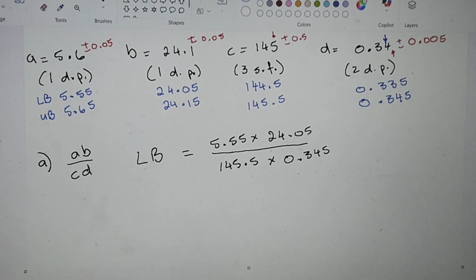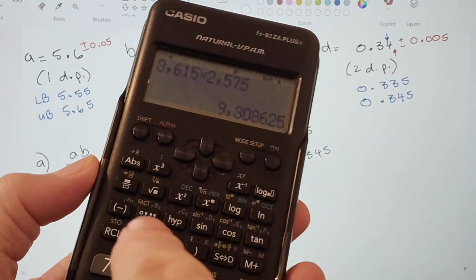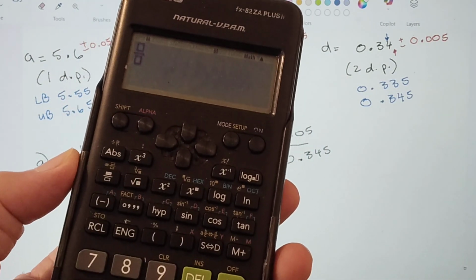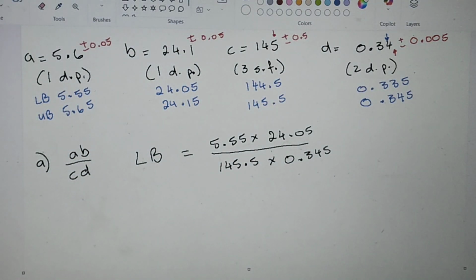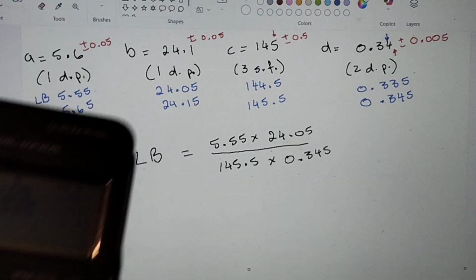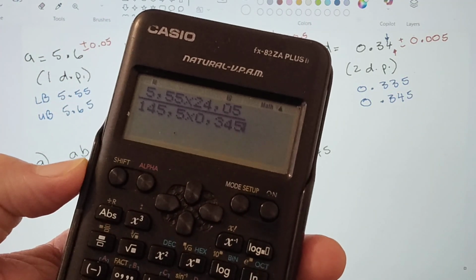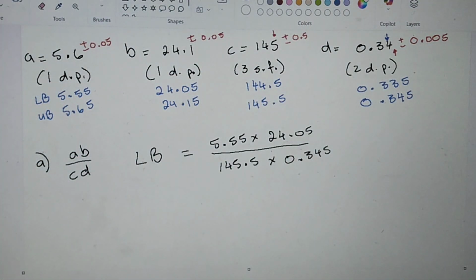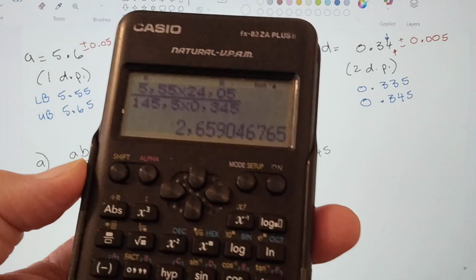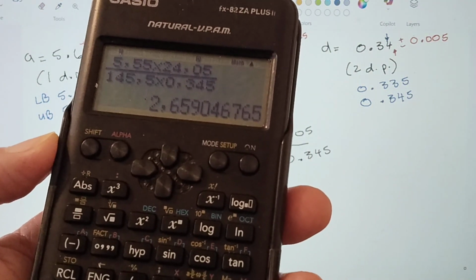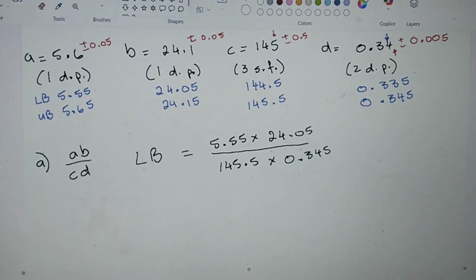And then hopefully you have one of these calculators, because this is quite cool, it's got that fraction button there. I can just put everything in as a fraction, 5.55 times 24.05 at the top, go down to the bottom and do 145.5 times 0.345. So I basically just made it all one big long fraction, pushed my equals sign, and it's given me 2.659. I'm going to leave it as 2.659.